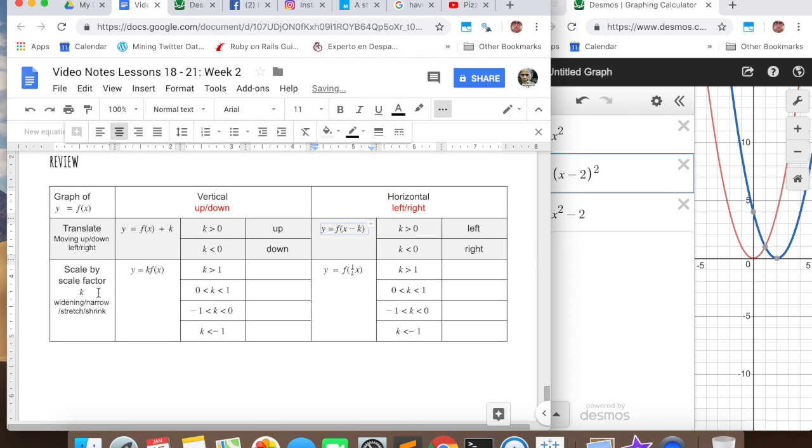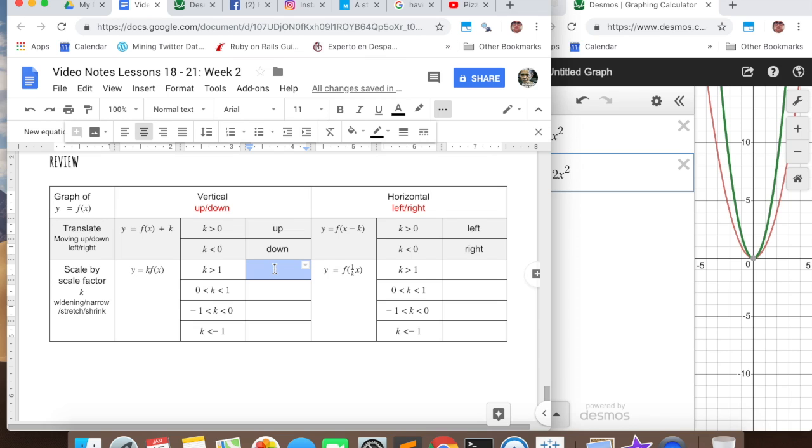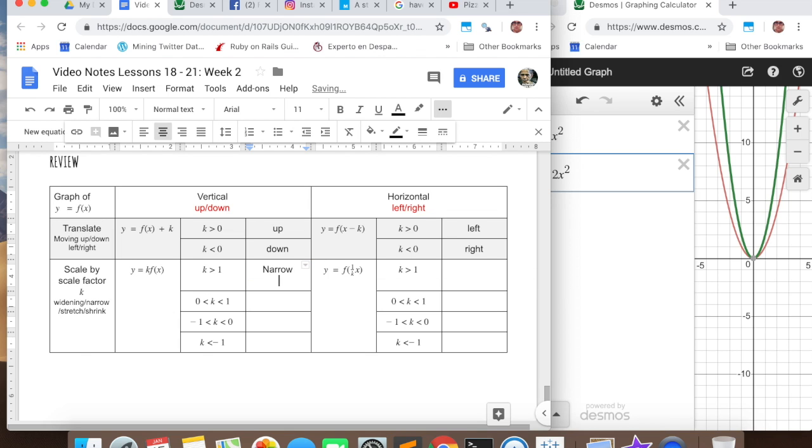Our next transformation is scaling. If I'm going to have a scale factor that I multiply or have as a coefficient that's greater than 1, in this case I'm going to use 2, that will essentially bring the points closer to the y-axis by making them rise really quickly. So it's going to narrow up. And if I have a number that is less than 1, then it's going to widen my opening, bringing those ordered pairs farther away from the y-axis.